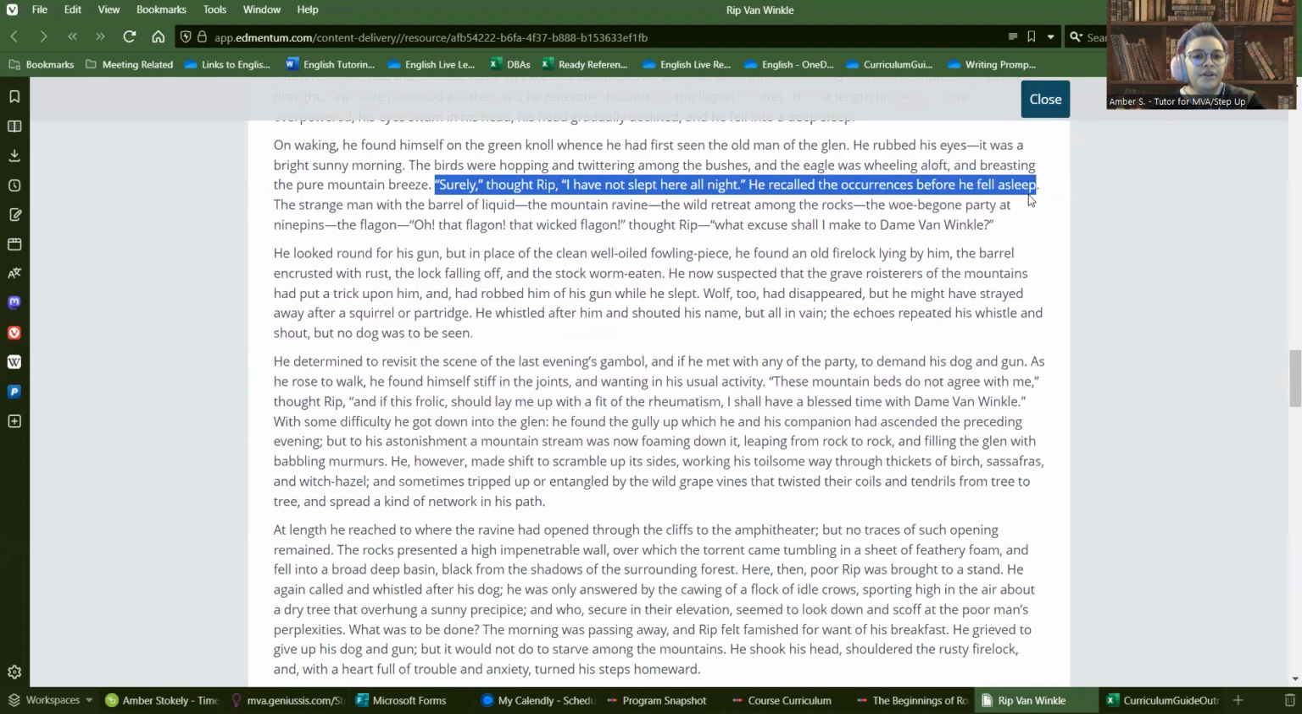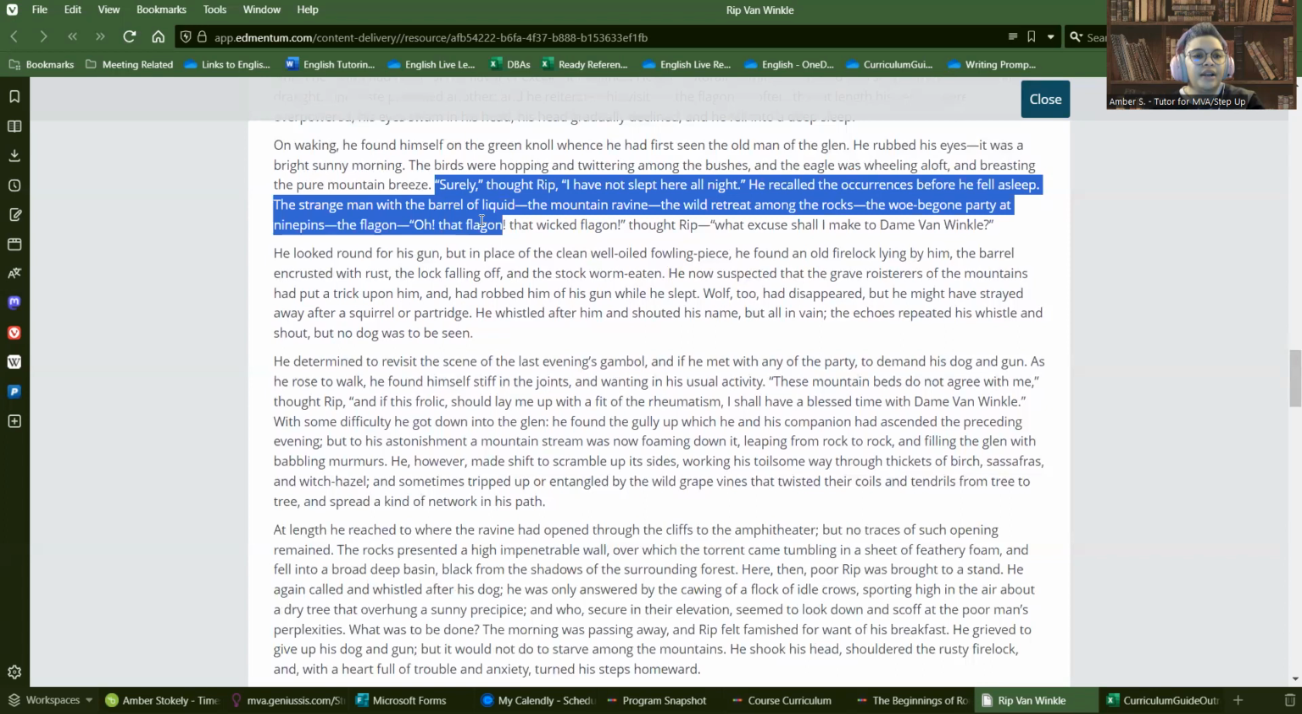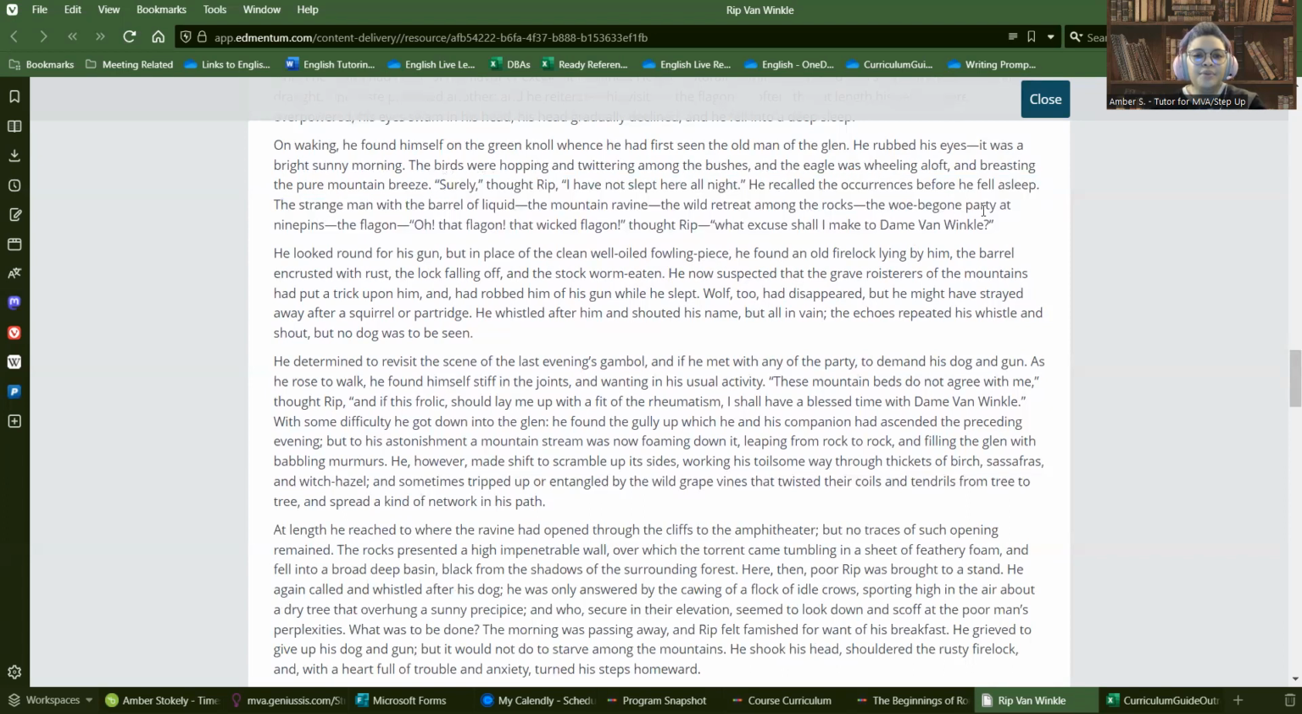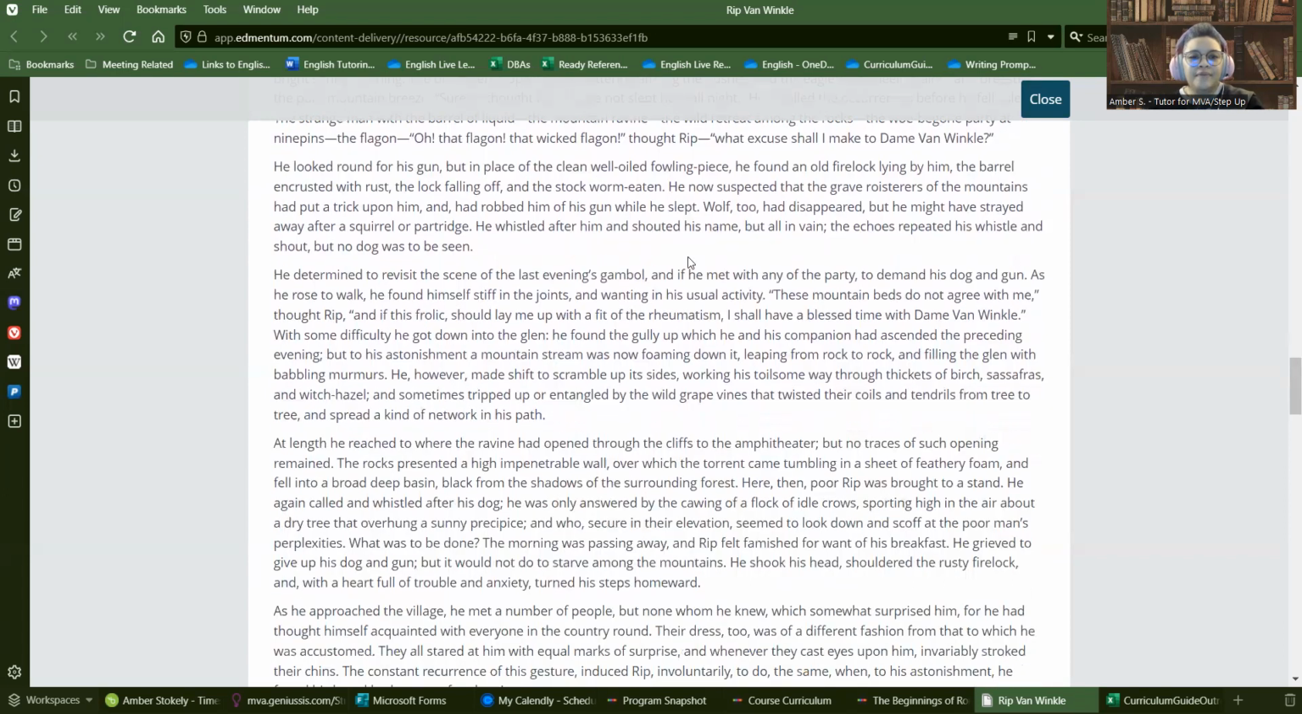He recalled the occurrences before he fell asleep, so he can remember seeing the old men and the weird faces, the strange man with the barrel of liquid, the mountain ravine, the wild retreat among the rocks, the woe-begone party at the nine pins, the flagon. Oh, that flagon, that wicked flagon, thought Rip. What excuse shall I make to Dame Van Winkle? So he gets up, he remembers everything that happened, and he's like, dang, my wife's gonna yell at me again. What am I gonna tell her?